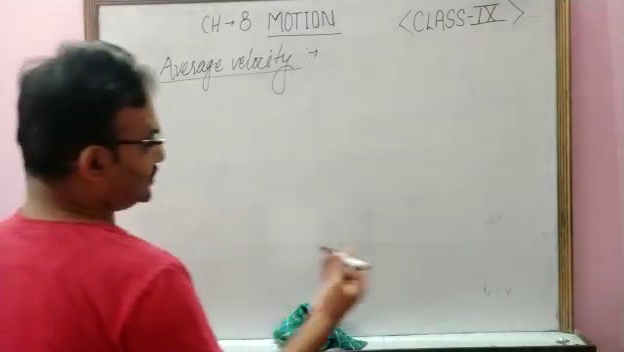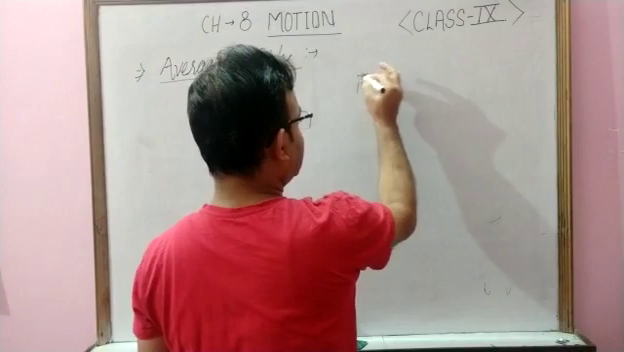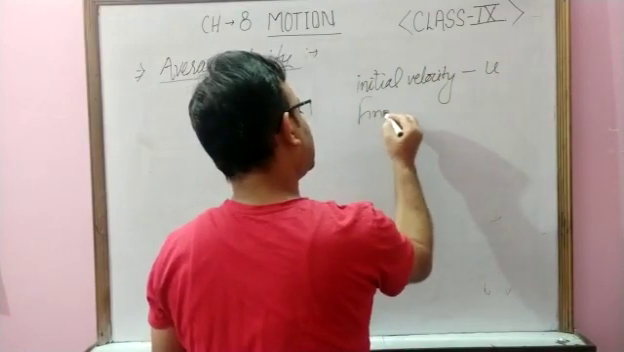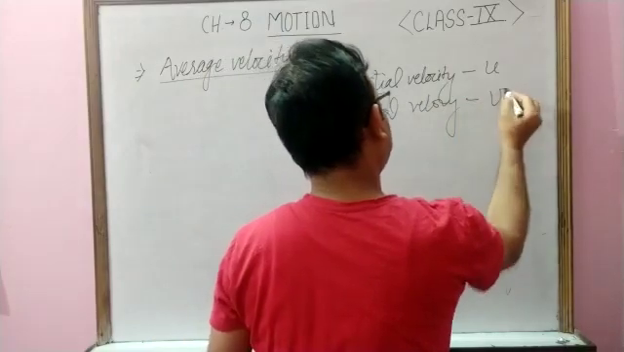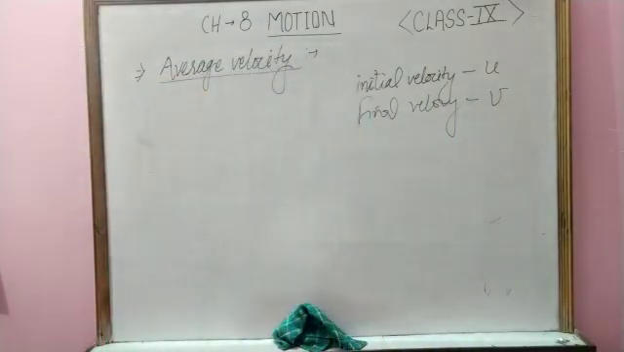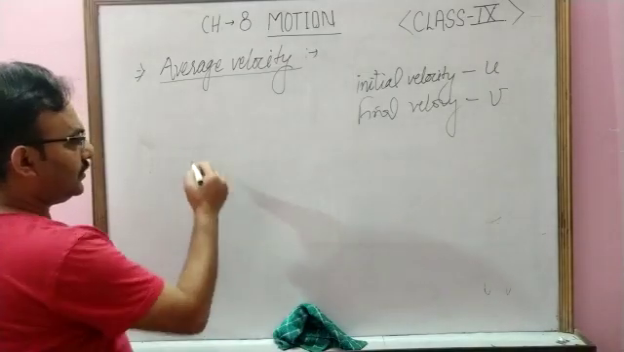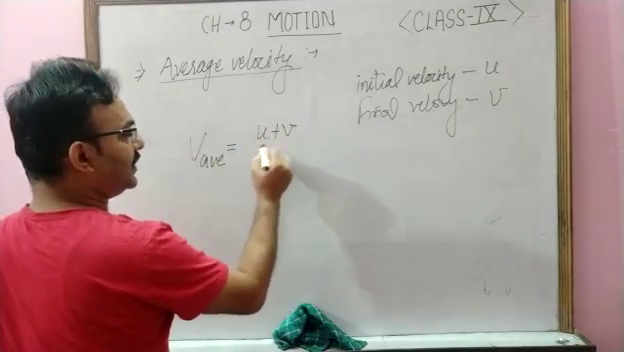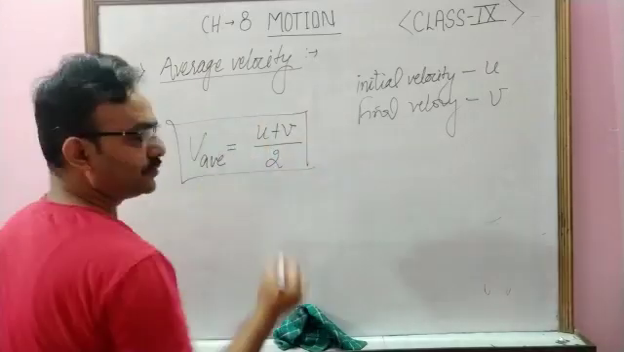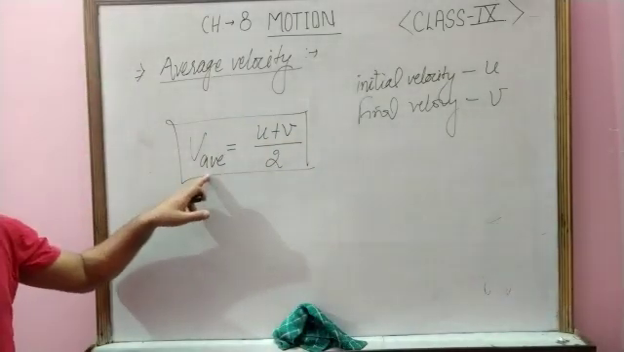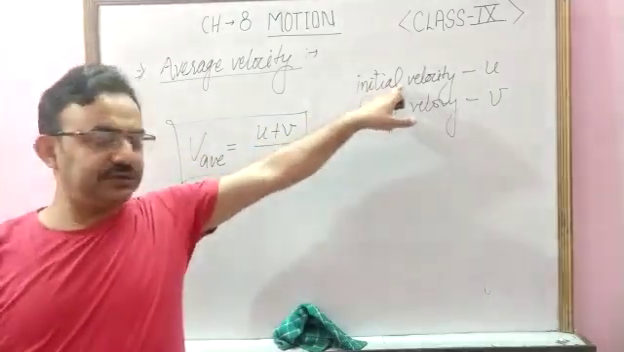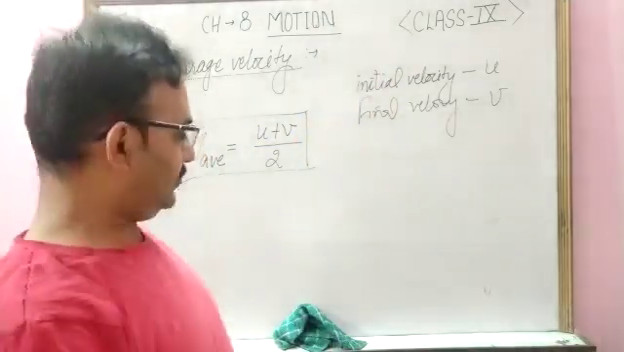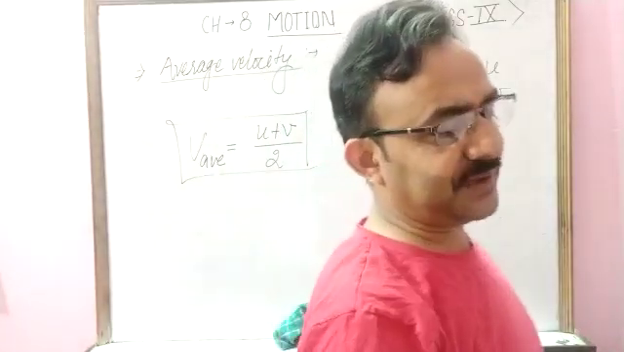So you may write here, suppose a body has initial velocity u and final velocity v, then V average equals (u plus v) divided by 2, where V average is the average velocity, u is the initial velocity, and v is the final velocity. Is it clear? Okay.